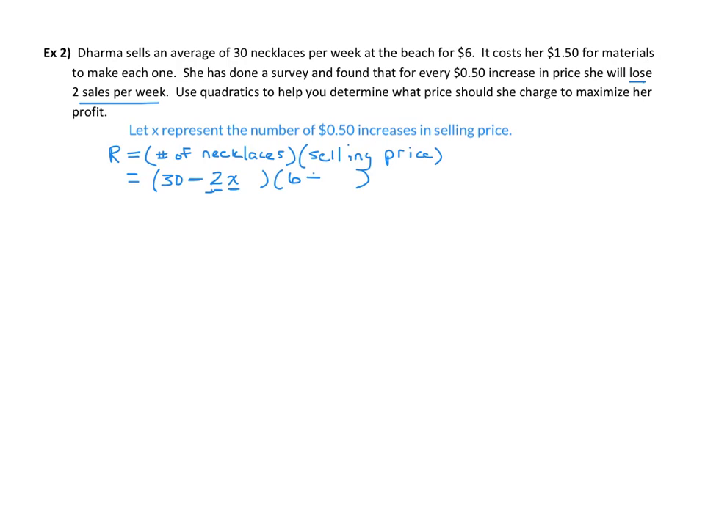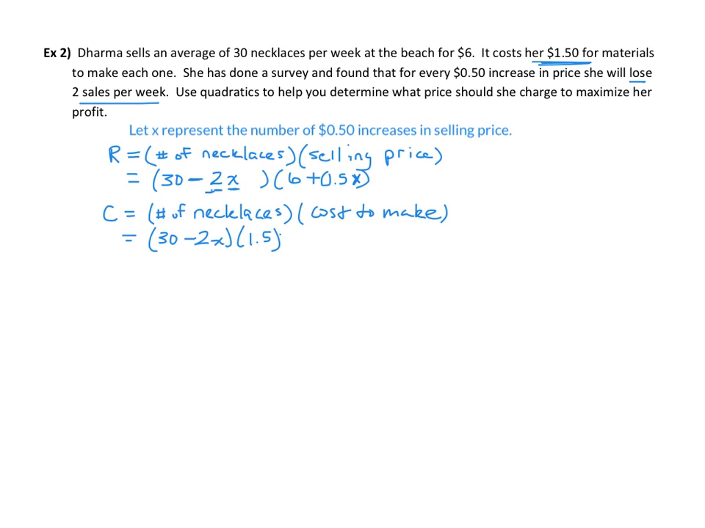Our selling price then is 6 plus 0.50 times x, or 0.5 times x. So there is our revenue equation. Now our cost equation: our cost is our number of necklaces that we are making times the cost of making the necklace. So that means our number of necklaces is still the same, it's still going to be 30 minus 2x from what we had above. And then the cost to make is $1.50 for each necklace, so that's times 1.5.